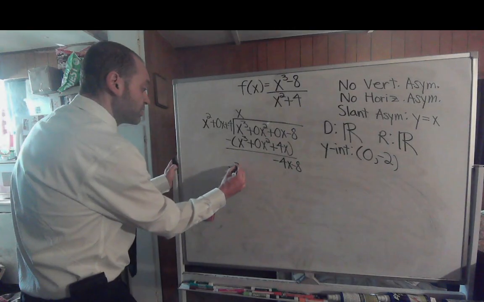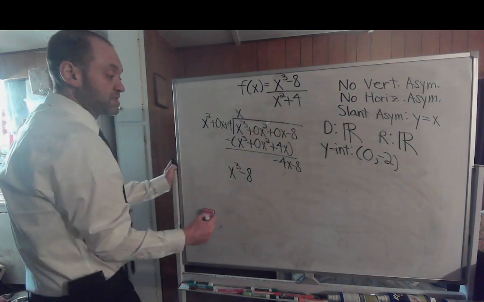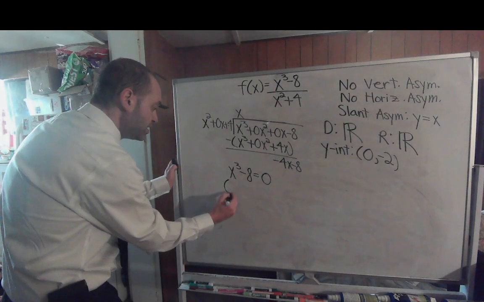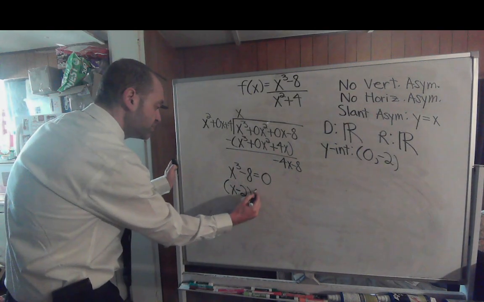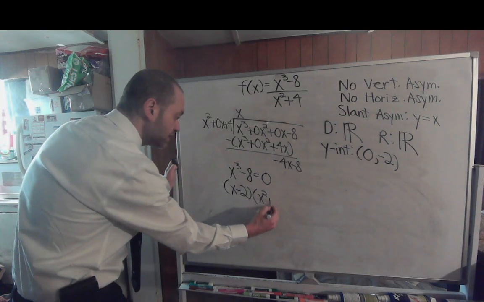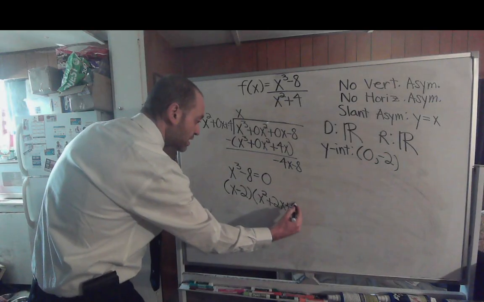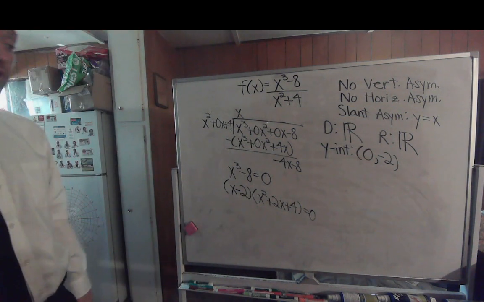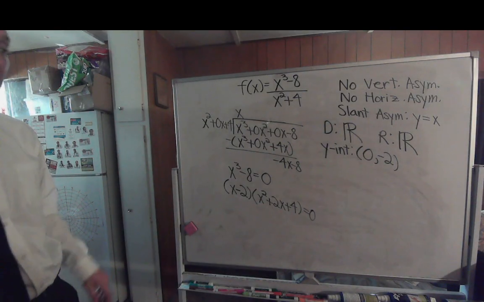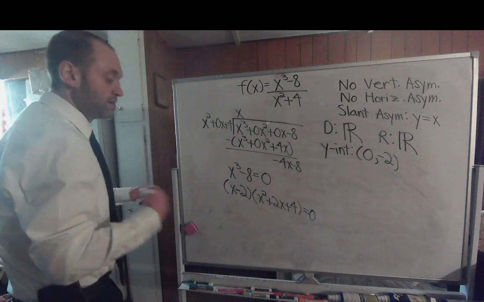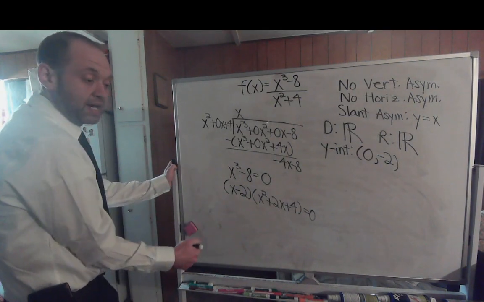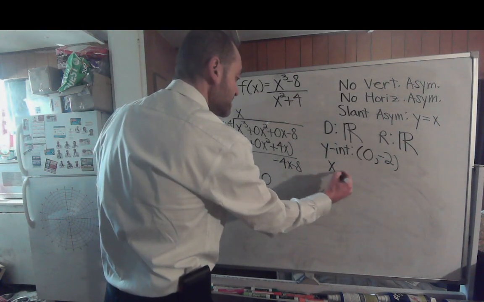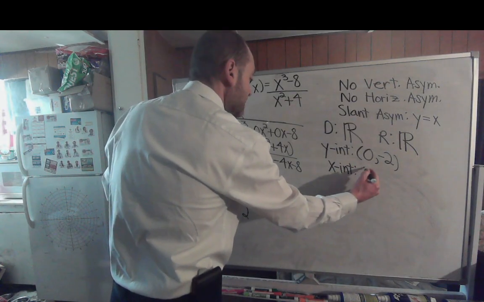Alright, so what about your x-intercepts? Set x cubed minus 8 over x squared plus 4 equal to 0. You just get x cubed minus 8 equals 0. So this would turn into (x minus 2) times (x squared plus 2x plus 4) equals 0. Well, we know the quadratic factor is not going to have any real solutions. You'll have two imaginary. So just focus on the real piece here, the x minus 2. You get x equals 2, so you have an x-intercept at the point (2, 0).